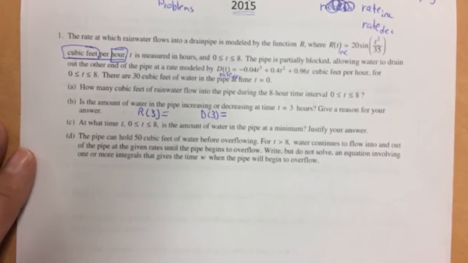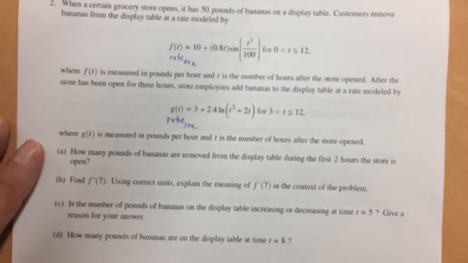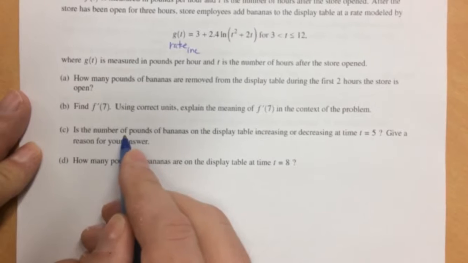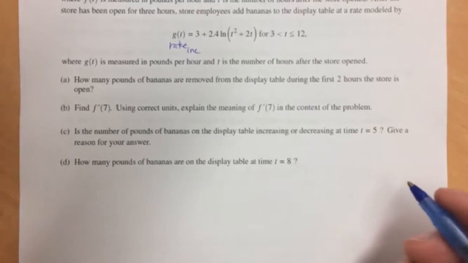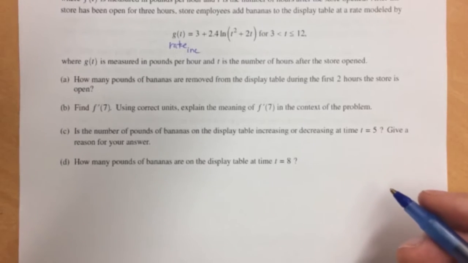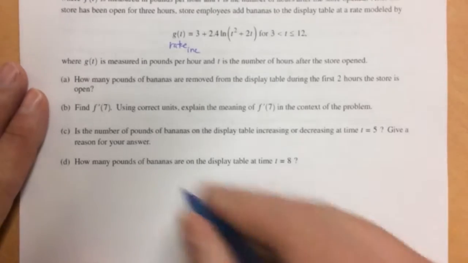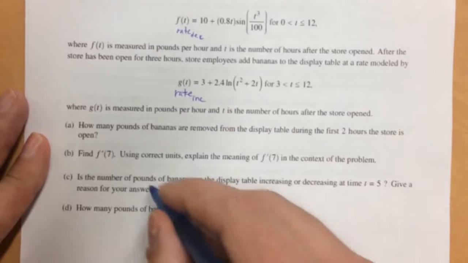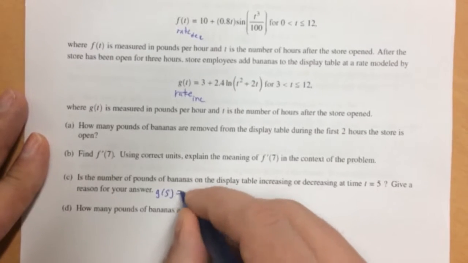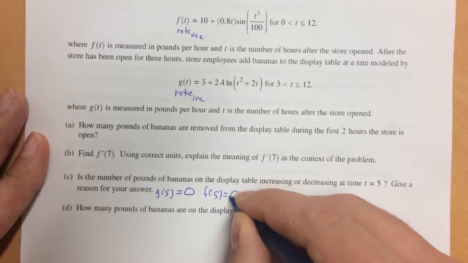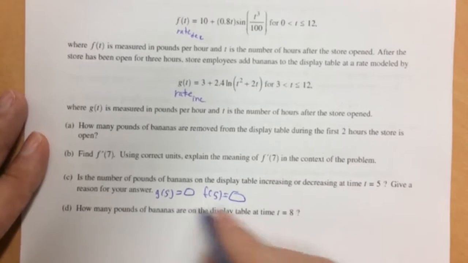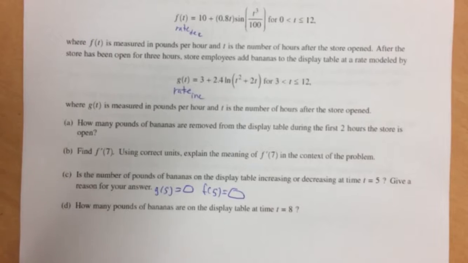It came up in 2017 in part C. Is the number of pounds of bananas increasing or decreasing at time t equals 5? So of course, you want to think to yourself, is it increasing more or decreasing more at t equals 5? So the rate it's increasing is g of 5. And the rate it's decreasing is f of 5. And we would compare those two numbers and see which one is greater and give our reason.